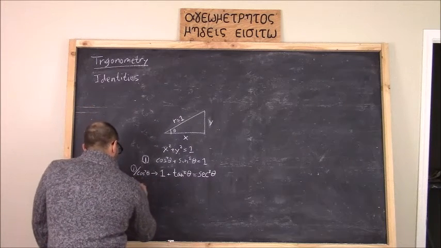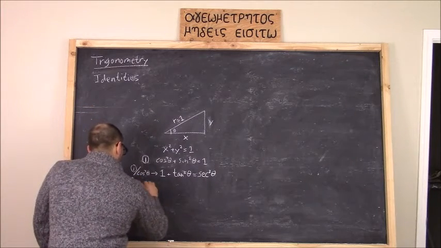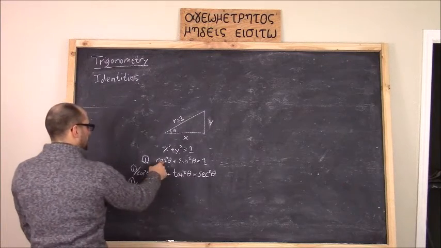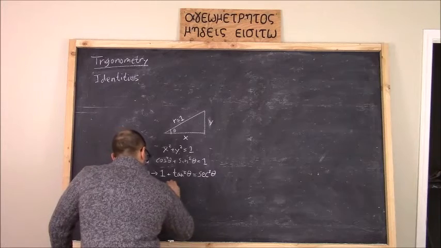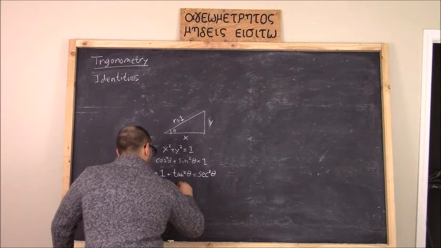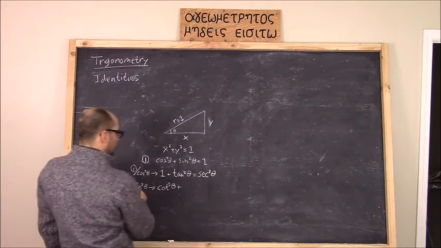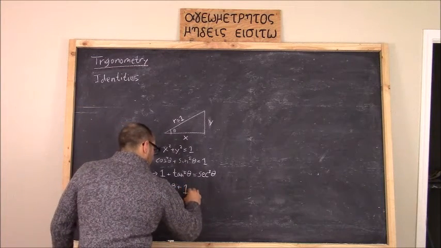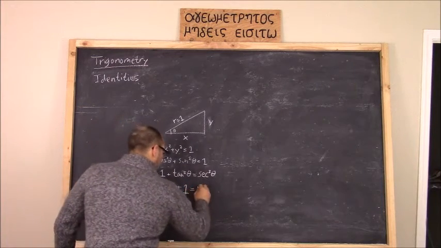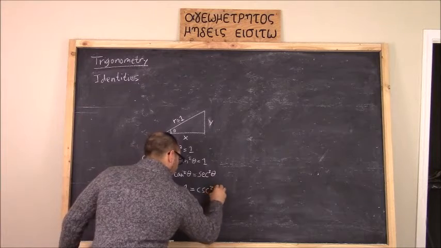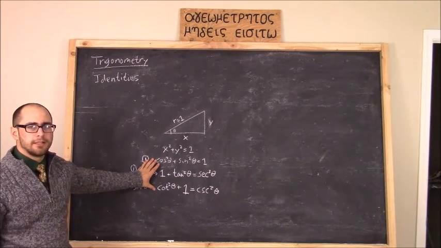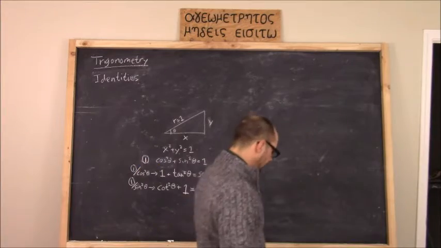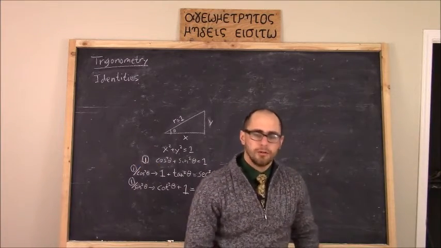Equation 1 divided by sine squared of theta gives me what? Cosine over sine is cotangent. So we're going to have cotangent squared plus sine divided by itself is 1. And 1 over sine is cosecant. These three are called the Pythagorean identities. Very important.